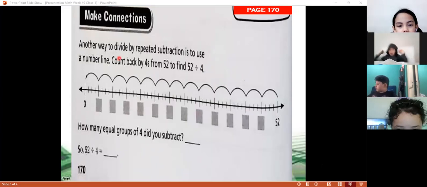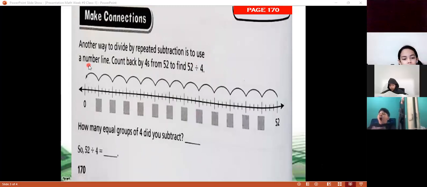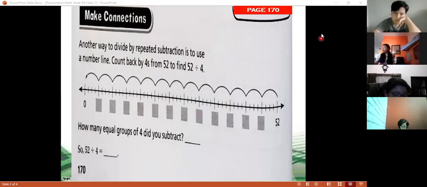This is important. Page 170, in the second part where it says make connections, because it's showing you another way to divide. The previous one, you are using the subtraction. And this is another way to divide by repeated subtraction. You can use a number line. This is a number line, class. You can use the previous one or this one using the number line.